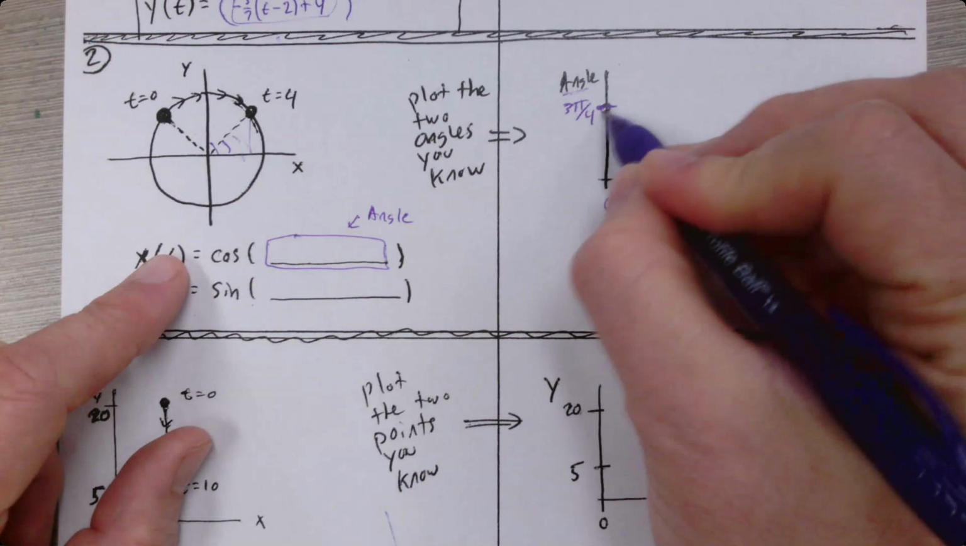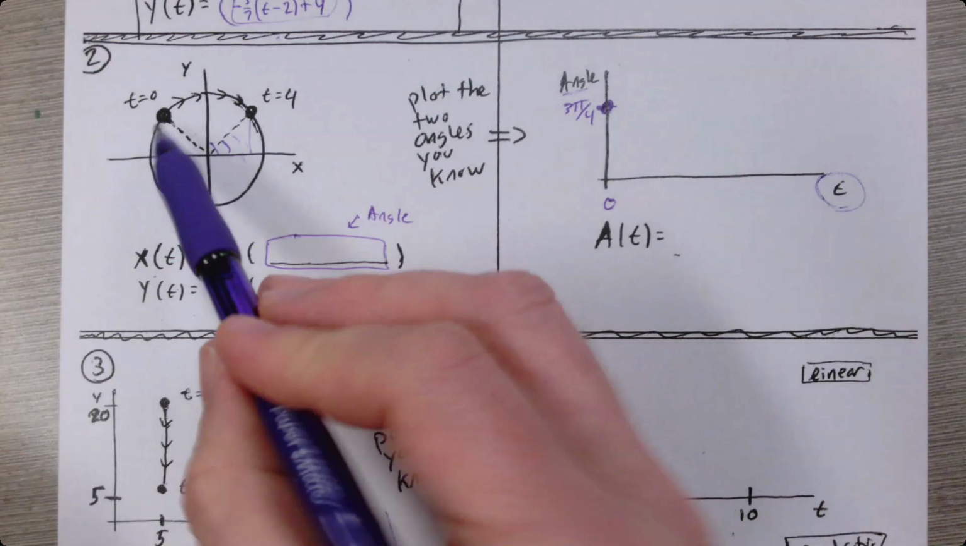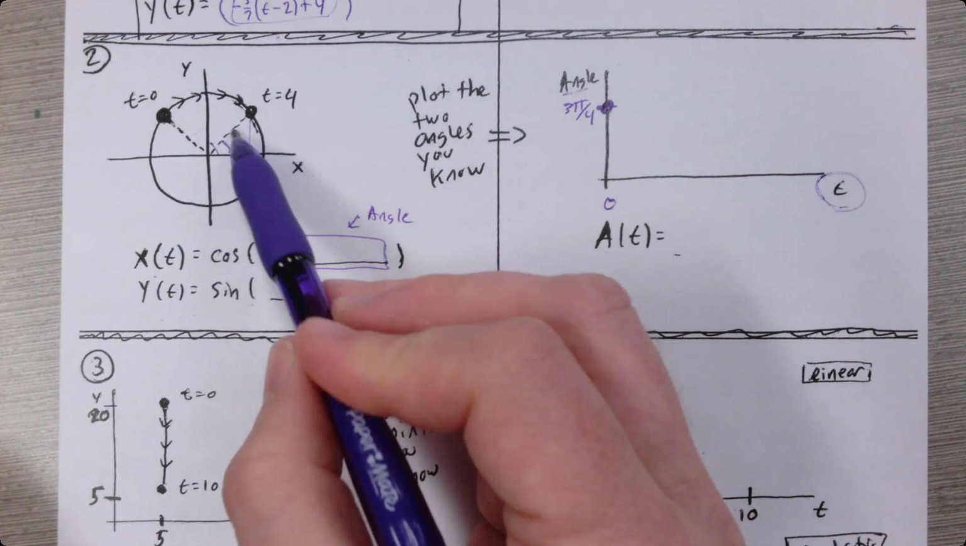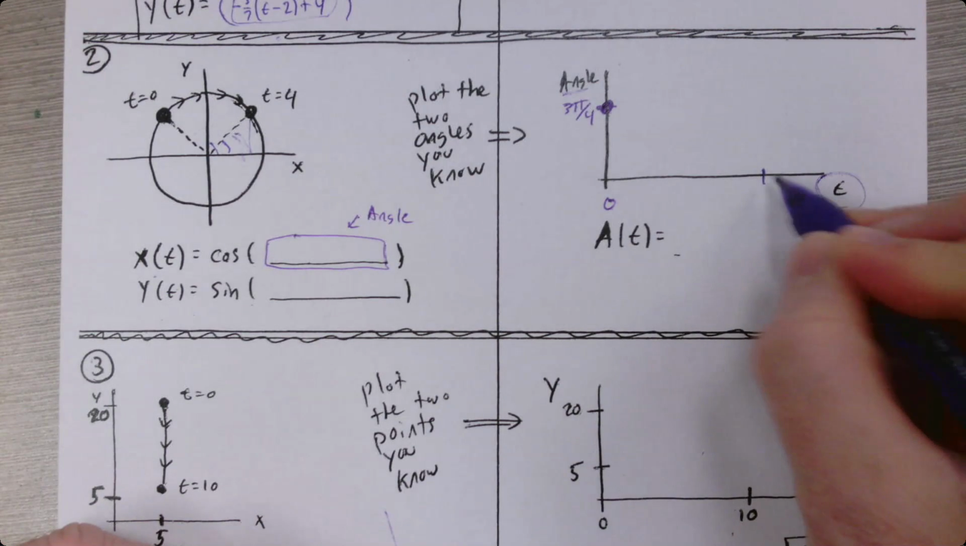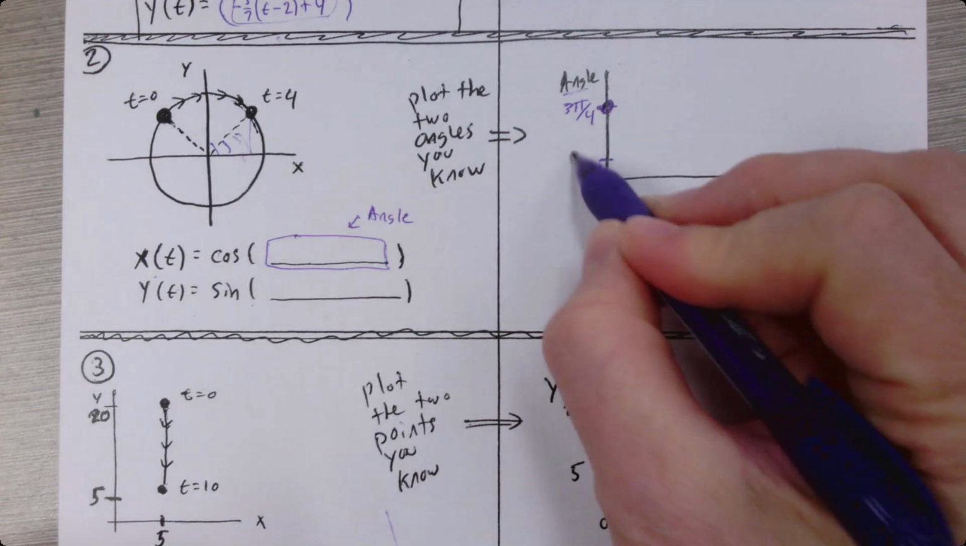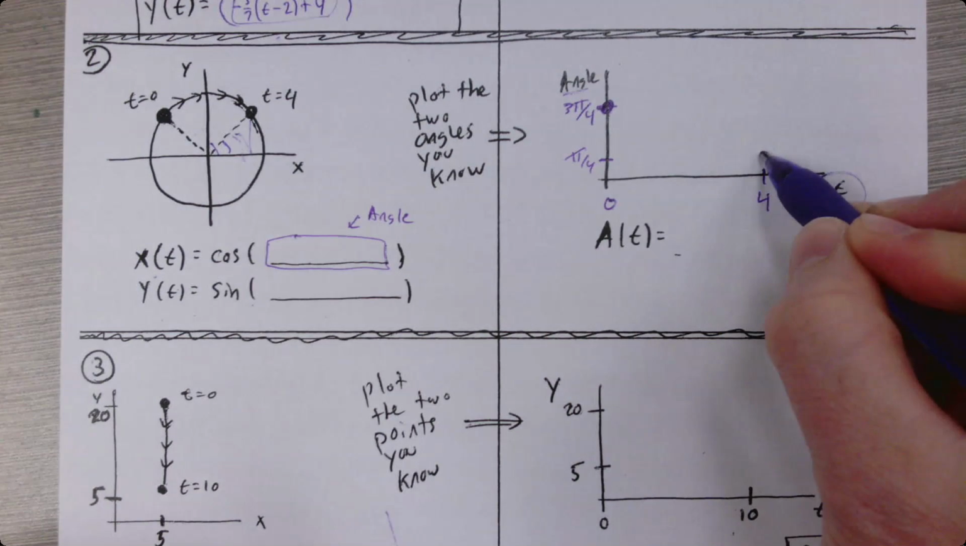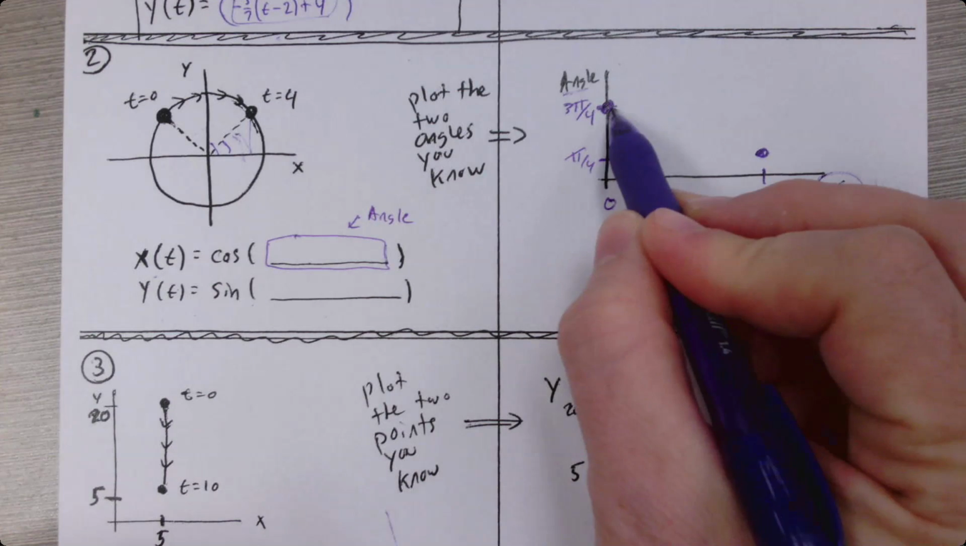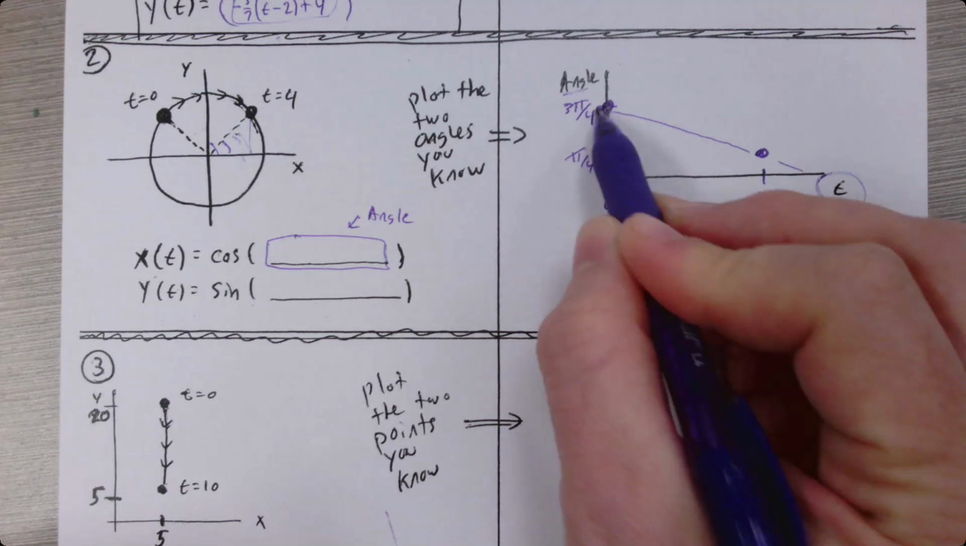Okay, let me put a point there. I know that later on at time 4, I want to have this angle. So let's add that as a point. At time 4, that's just 1 pi over 4. So I'll put that down here. Okay, and now I know I can connect that with a line.